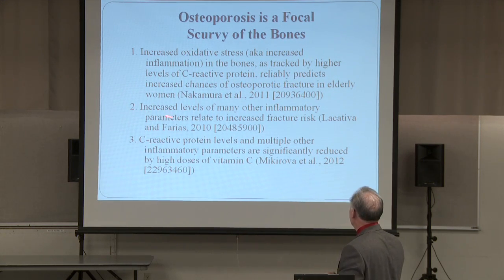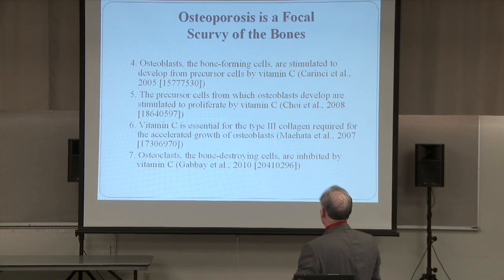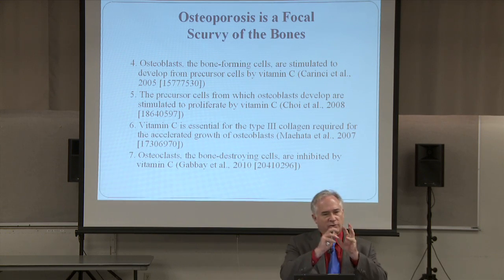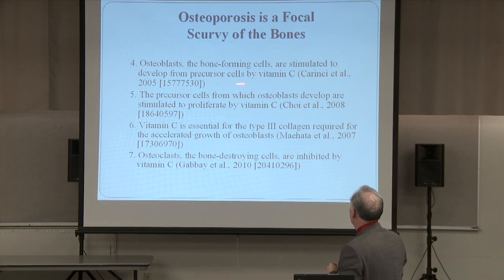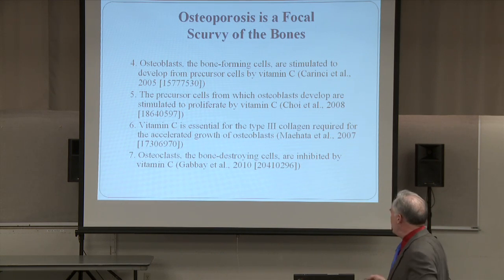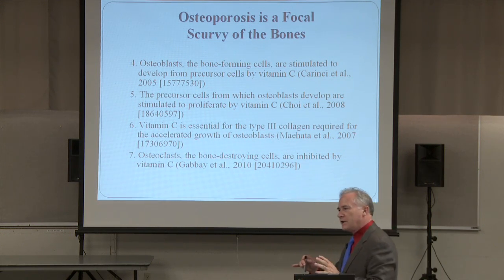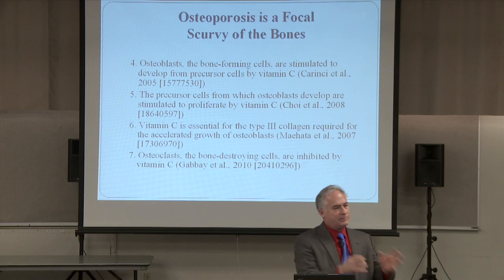Then, the flip side is these 2 parameters that increase fracture risk are significantly reduced by high doses of vitamin C. Now, osteoblasts are the cells that form new bone. Vitamin C stimulates osteoblasts to be formed from their precursor cells. And then furthermore, the precursor cells themselves are stimulated to proliferate by vitamin C. Then the flip side, the osteoclasts, those are the cells that break down bone. Guess what vitamin C does to that? It inhibits them. Okay, so vitamin C is pushing in all the different directions to form new good bone and to prevent bone from being broken down.